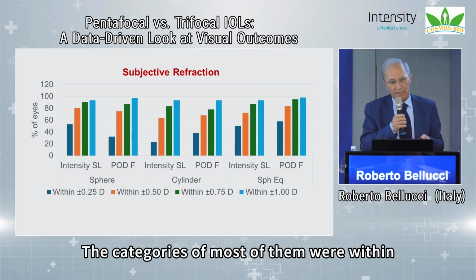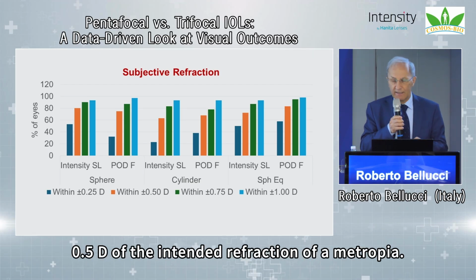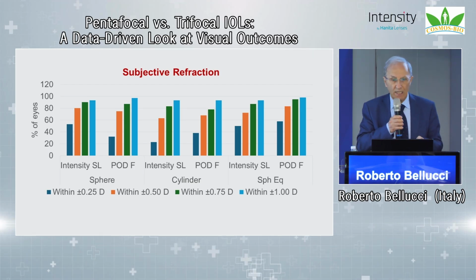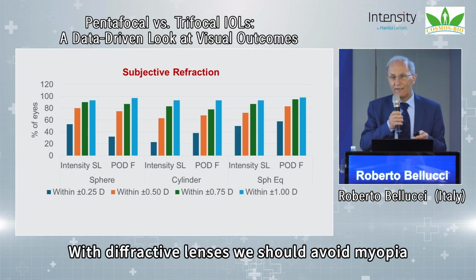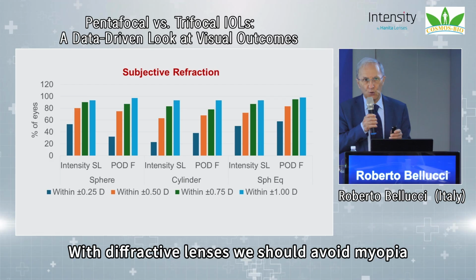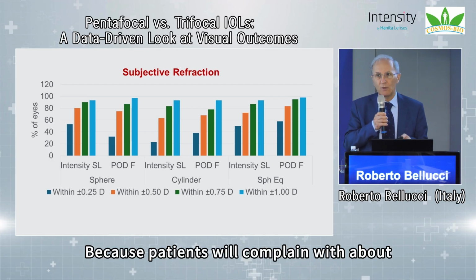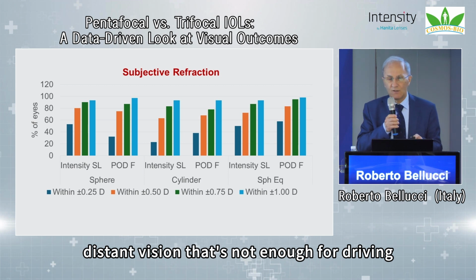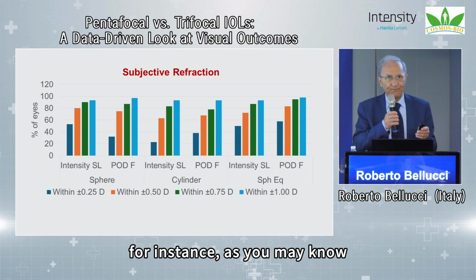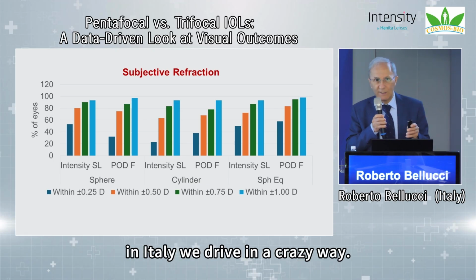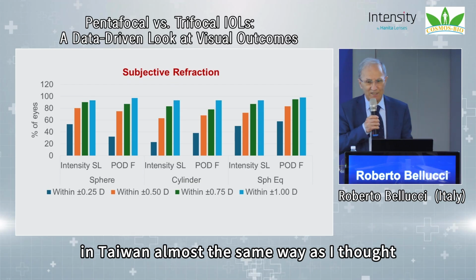In the categories, most of them were within 0.5 diopter of the intended refraction of emmetropia. A few of them were a little bit outside that. With diffractive lenses, we should avoid myopia, because patients will complain about distant vision that's not enough for driving, for instance. As you may know, in Italy, we drive in a crazy way. In Taiwan, almost the same, I saw.